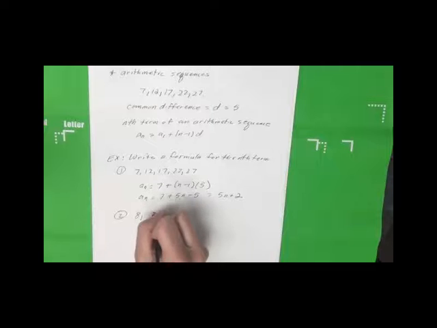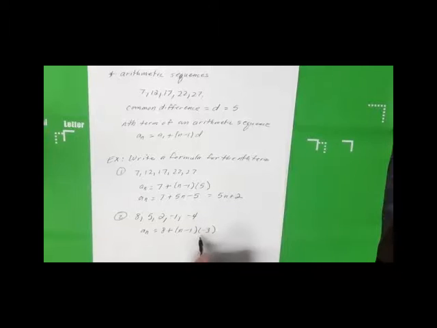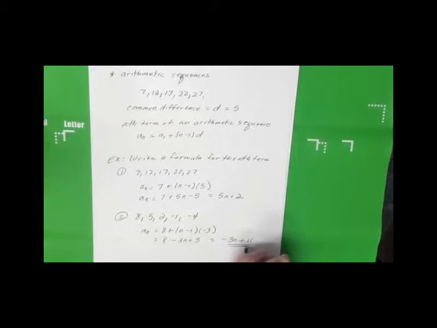So another one. I have 8, 5, 2, negative 1, negative 4, so there's a pattern there. a sub n equals a sub 1, which is 8, plus n minus 1 times the common difference. What is the common difference here? It's negative 3. Notice it is negative. It's decreasing, so negative 3. That's how you can find the common difference: take the difference of a term with its preceding one, so 5 minus 8 or 2 minus 5 and so forth. All right, so simplifying, I got 8 minus 3n plus 3, or that is a sub n is negative 3n plus 11.